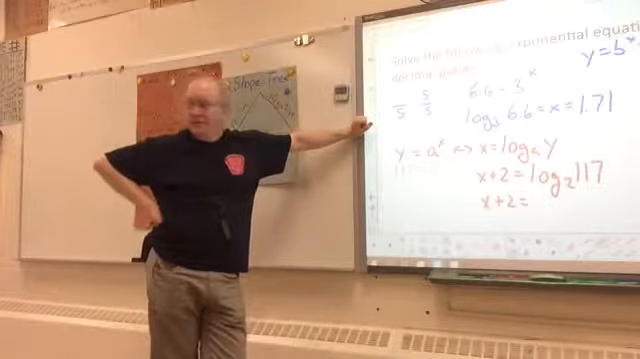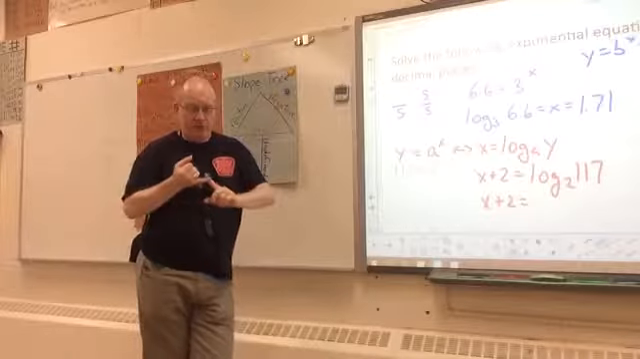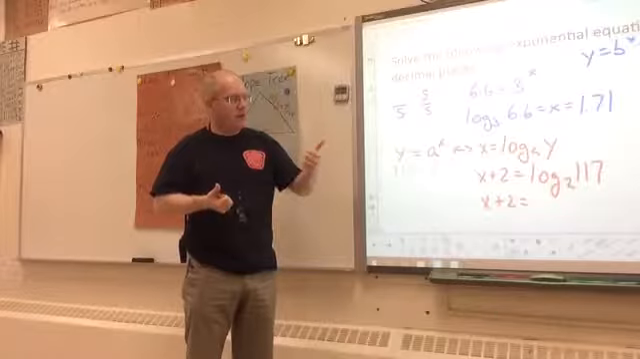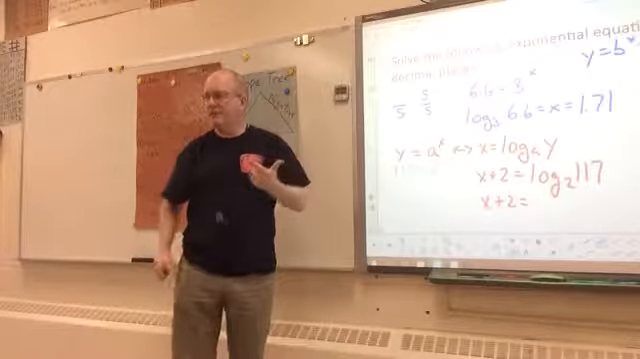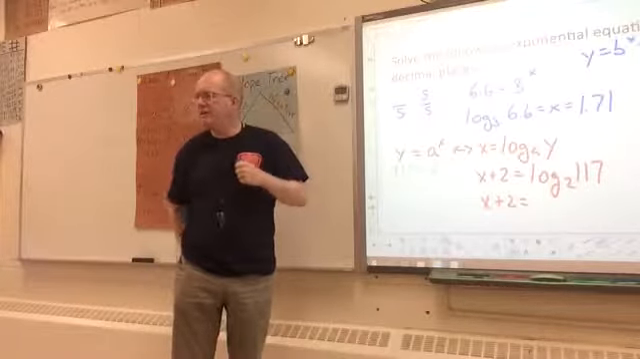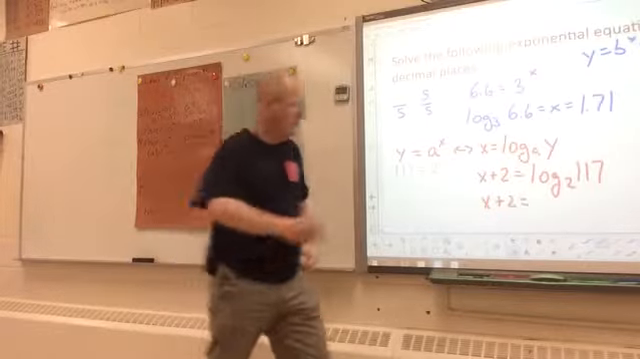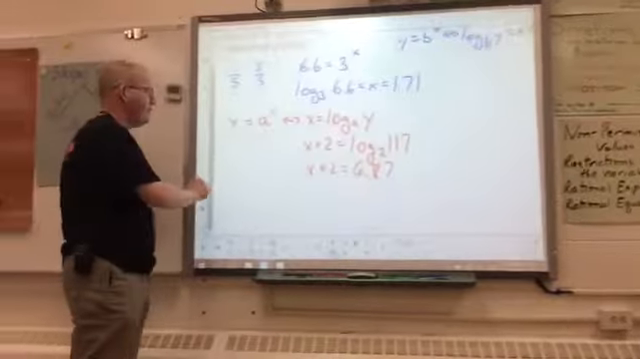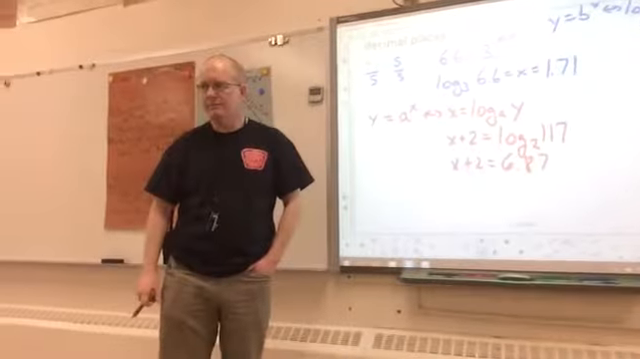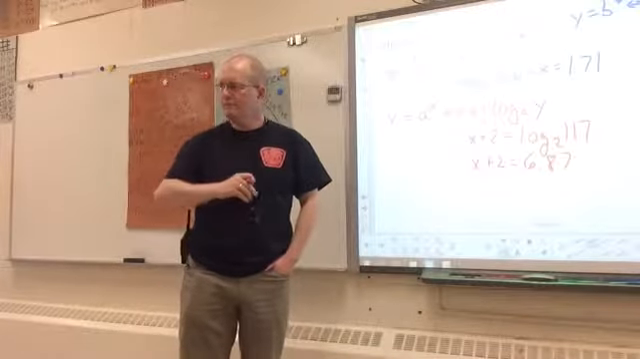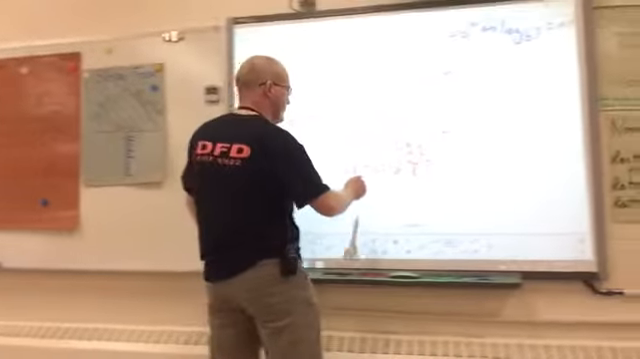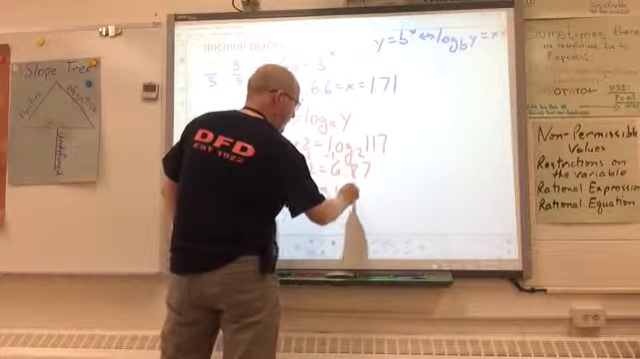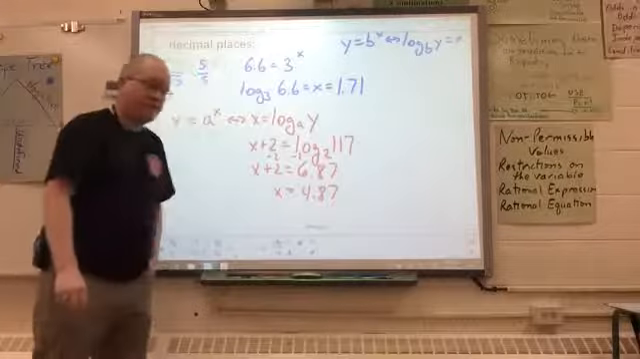Now, x plus 2 equals what? 2 times 2 is 4, 8, 16, 32, 64, 128. Something between, there's a 6 and 7, I think. 6.87. Now, x plus 2 is 6.87. What's x? Yes, subtract 2 from both sides. 4.87. So that's how you solve that.